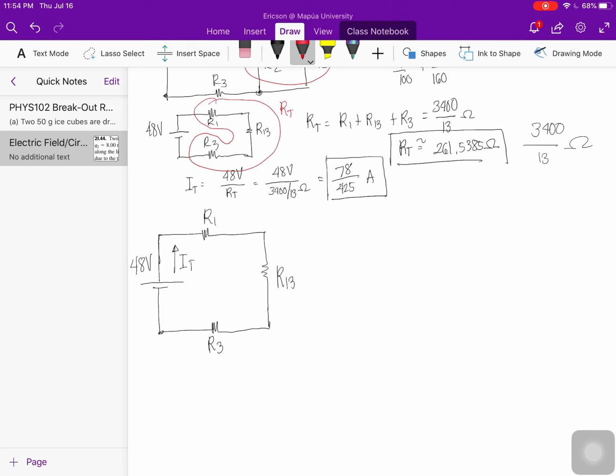So if you will be looking at the circuit, the simplified circuit that we had earlier, it is the same current that flows through this series circuit. So we could now say that the current on I1 equals the current on R13 equals the current on I3 or R3, which is equal to 78 over 425 amperes. Okay, so I have now I1 and I3.